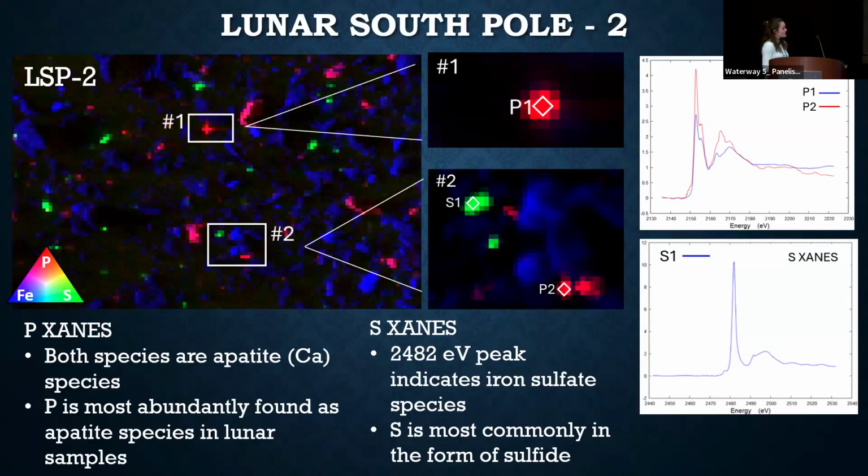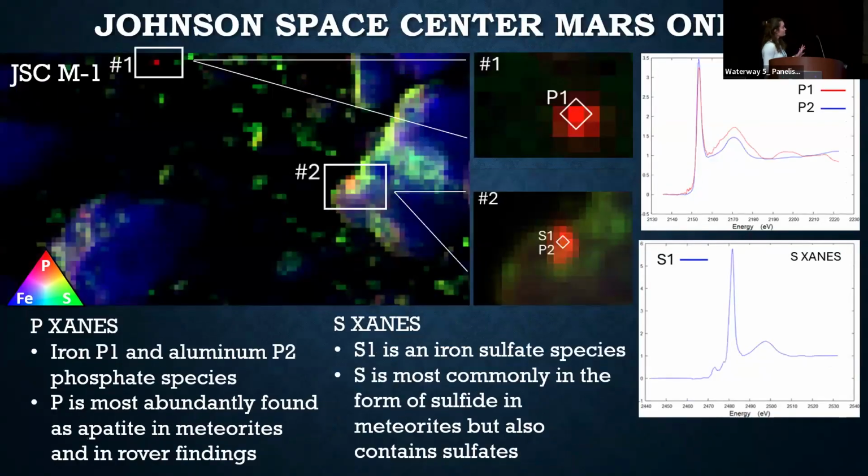When we look at the sulfur XANES, we could see that the sulfur peak was at 2482 eV. So we knew it is a sulfate species, and it's an iron sulfate because we can see that indicative pre-edge feature. However, in literature and what we've seen from these lunar samples, sulfur is actually seen more in a stable sulfide form. And though there are sulfates, we did not see any sulfide in this sample.